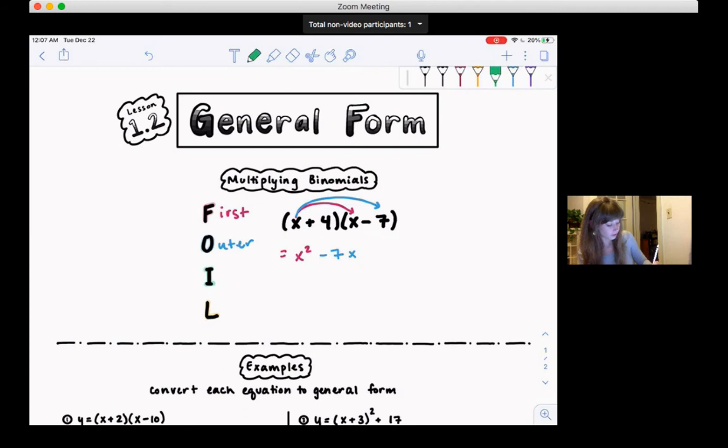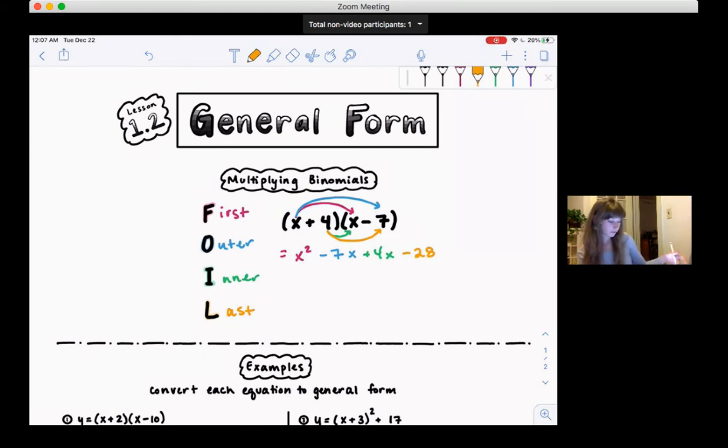I stands for inner. So now we're going to multiply the two inner terms, which is 4 and x. So I'm going to do 4 times x, which just is 4x. And then L stands for last. So to do the last terms, I'm going to do 4 times minus 7, which is minus 28. Okay, so I did 4 different multiplications there. First terms, outer terms, inner terms, last terms. You multiply those pairs together.